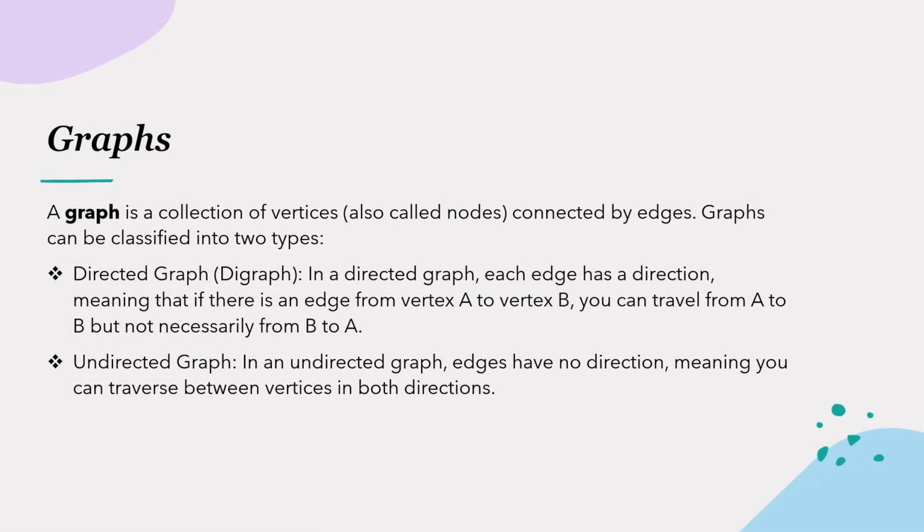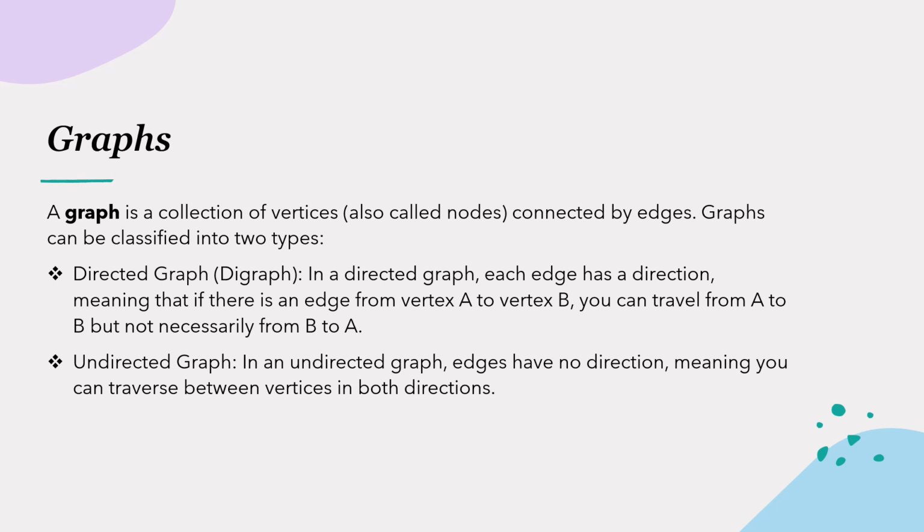Graphs. In this chapter, we'll explore graphs, one of the most versatile and widely used data structures. A graph consists of vertices (nodes) and edges (connections) between them. Graphs are used to model networks, such as social networks, communication networks, transportation systems, and even web page links. What is a graph? A graph is a collection of vertices, also called nodes, connected by edges.